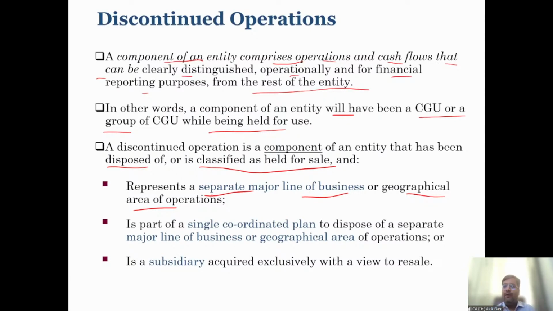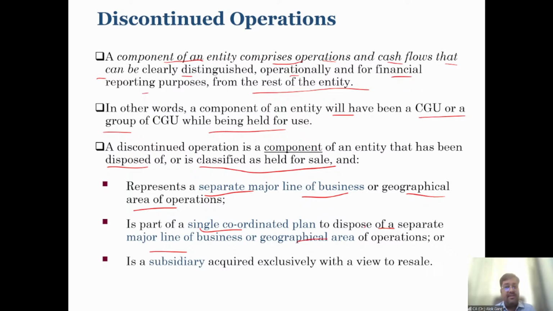For example, a few years back, HSBC said that we will discontinue our business in Turkey. So this is a discontinuation of a geographical area of operation, or is part of a single coordinated plan to dispose of a separate major line of business or geographical area of operations.